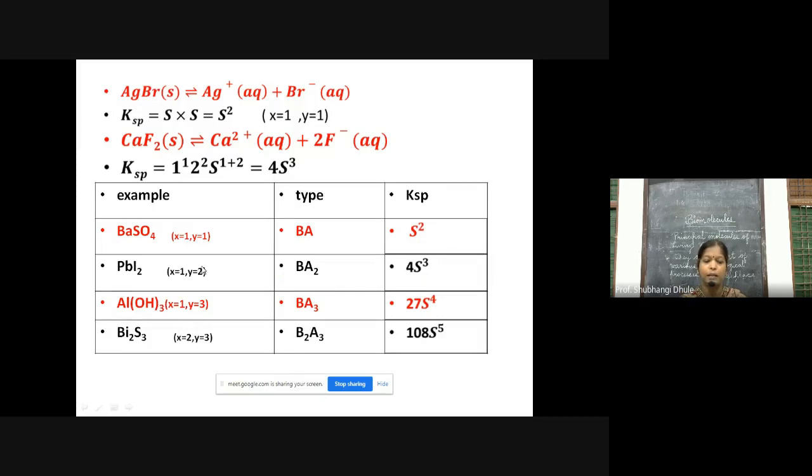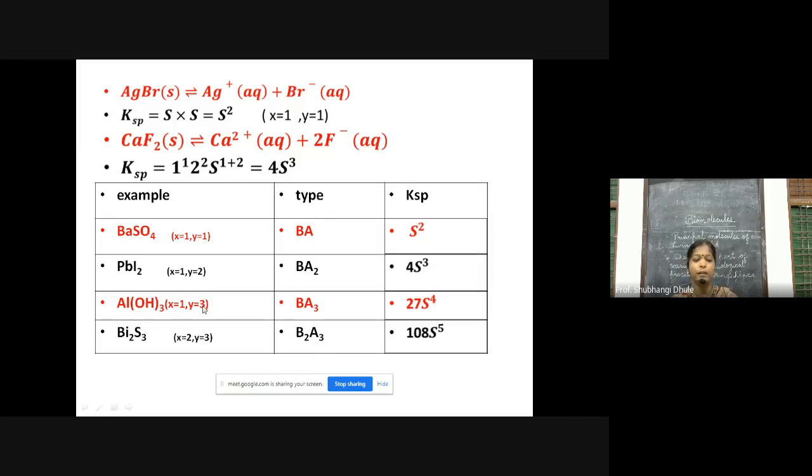If you take another example like PbI2, the number of cations is 1, Pb2+, and for the anion I-, y is equal to 2; there are two iodide ions. So the type of the salt becomes BA2, 1 cation and 2 anions, and the Ksp value now becomes 4S cubed. This is the same as CaF2. So PbI2 and CaF2 are the same type of salt, BA2, and the Ksp becomes 4S cubed.